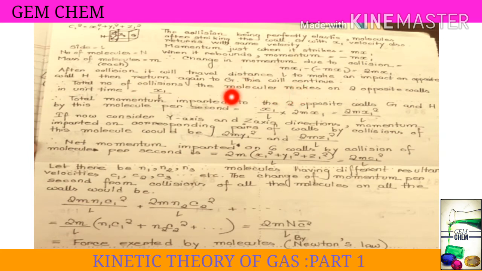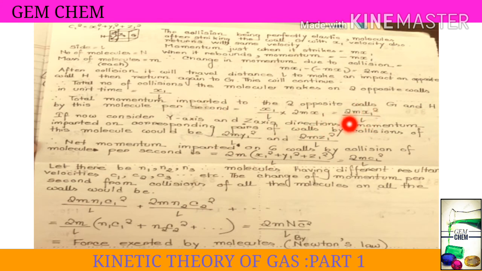and this will continue. So the total number of collisions the molecule makes on two opposite walls in unit time is x1 by L. This is a frequency factor, as it has a unit of second inverse, that is velocity divided by length. This L is the length of the sides of the cube. Now the total momentum imparted to the two opposite walls G and H by this molecule per second is x1 by L into 2mx1. This x1 by L is the frequency factor.